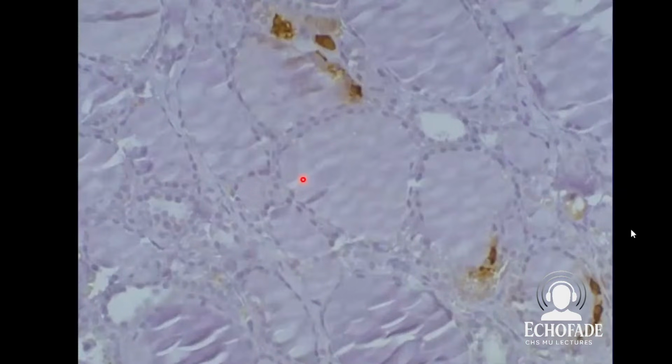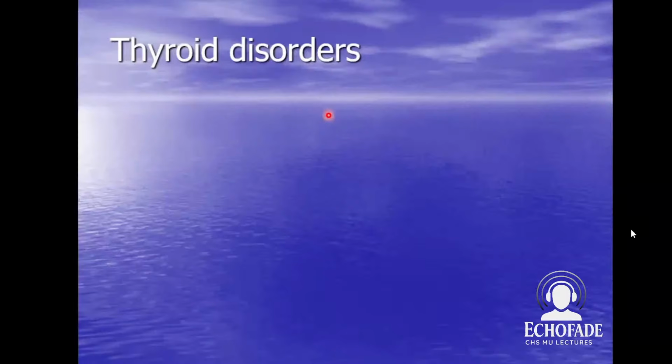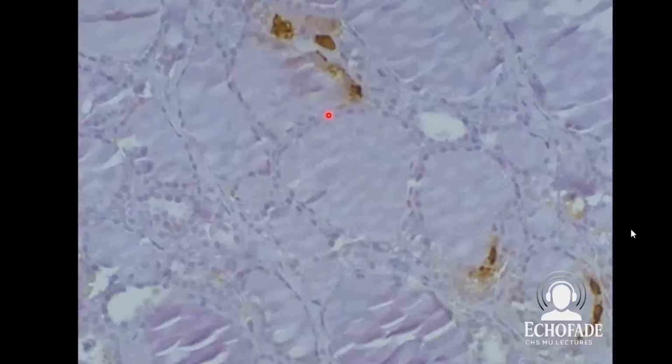Now, this has been stained to demonstrate calcitonin. So what appears as brown, those are cells that contain calcitonin. Those will be the parafollicular cells. They can either be between the follicles and also embedded between the follicular cells. So those we refer to as C cells, secreting calcitonin. What can go wrong?